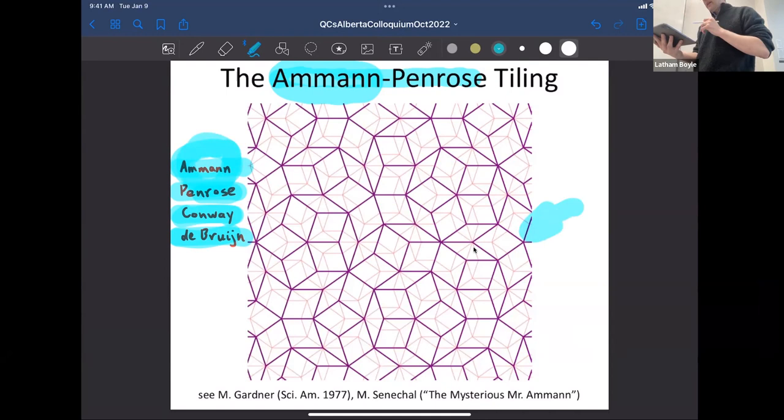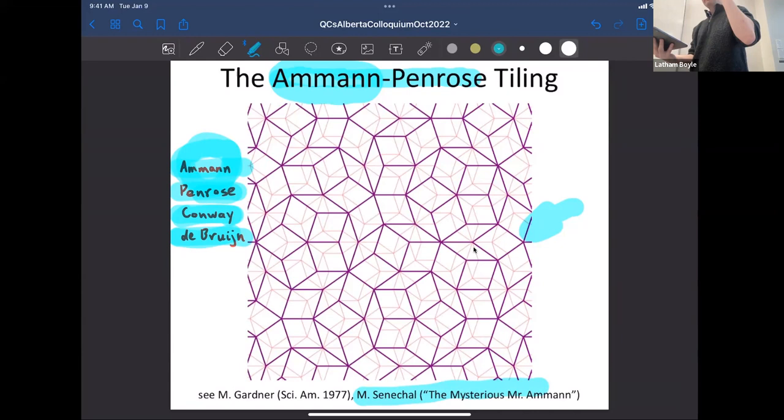He unfortunately died young, and he never published papers on tilings himself. Actually, two other mathematicians wrote up some of his results and put his name on the paper. But we know about what he did because he wrote letters to Martin Gardner, who wrote a column for Scientific American, and we know what he found from his letters, and some of the discoveries were reported then by Martin Gardner. But there's a nice biographical article by Marjorie Senechal called The Mysterious Mr. Amon.